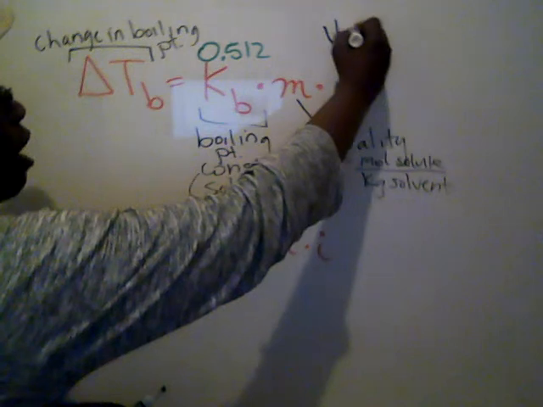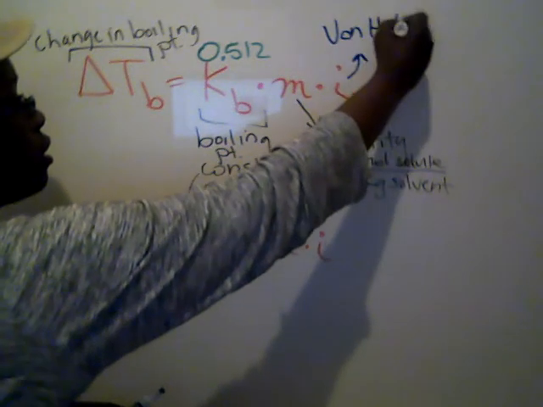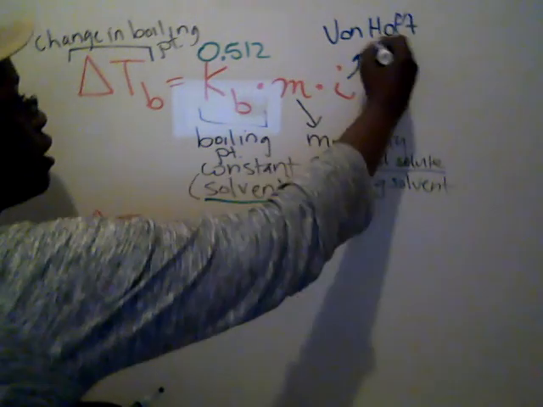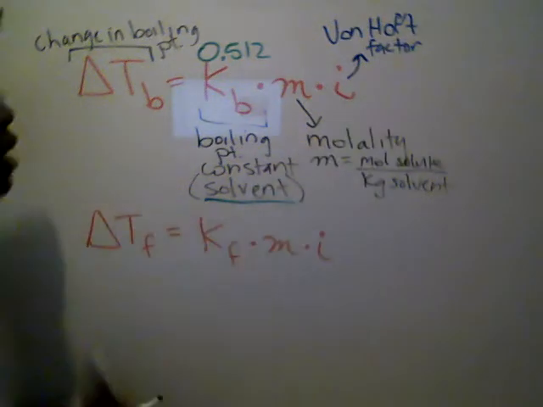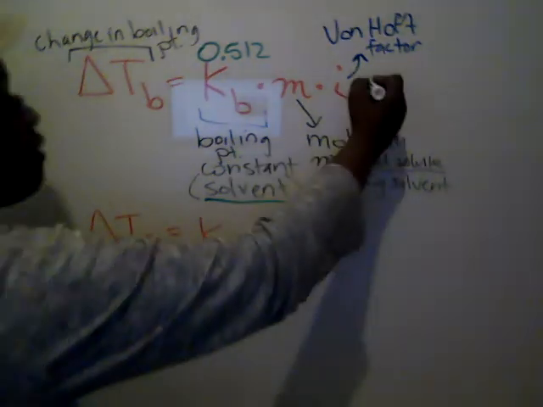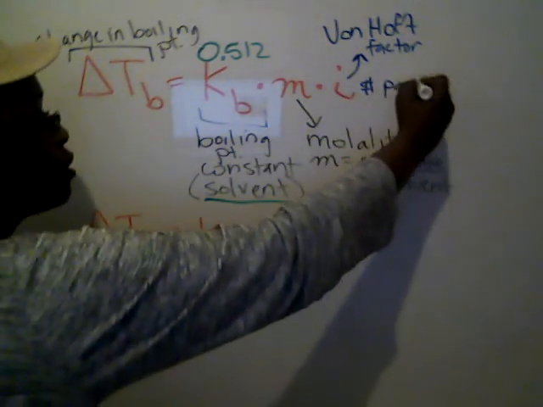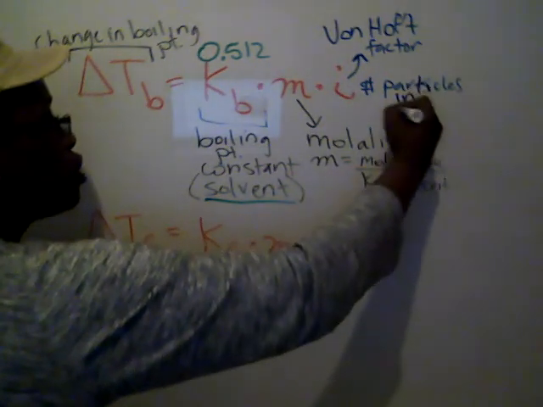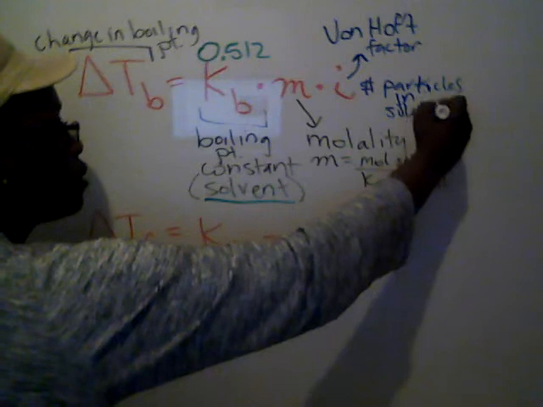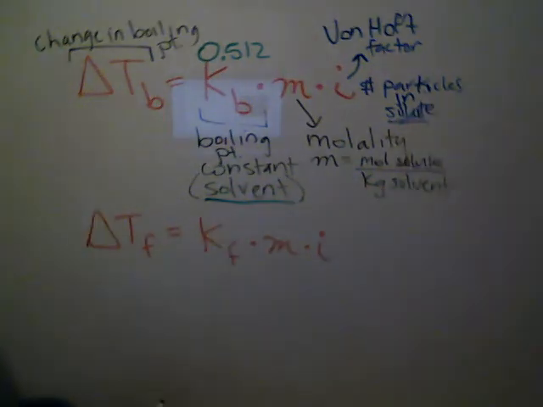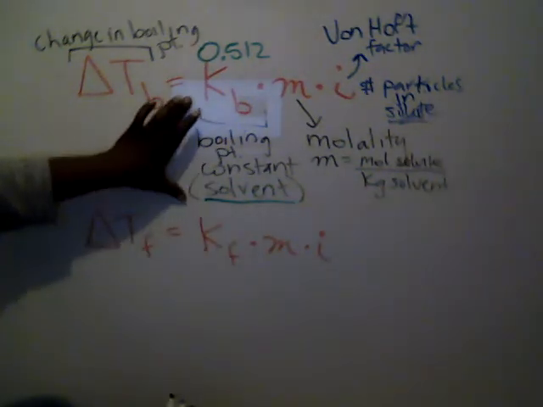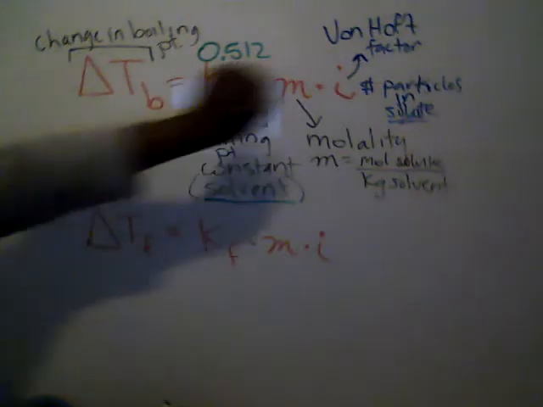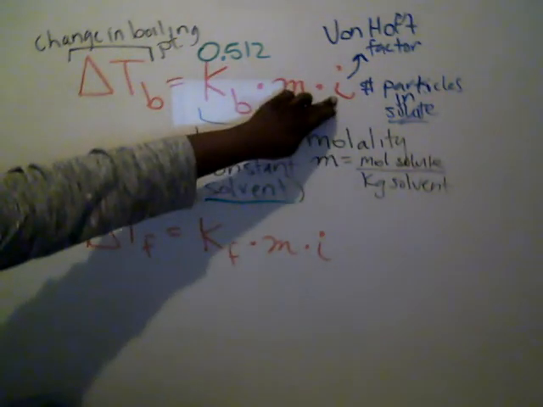Okay, and then the last one, this I, is called the van't Hoff factor. Okay, and this is based off of the number of particles in the solute. So this KB is for the solvent. The I, we're going to be looking at the solute.